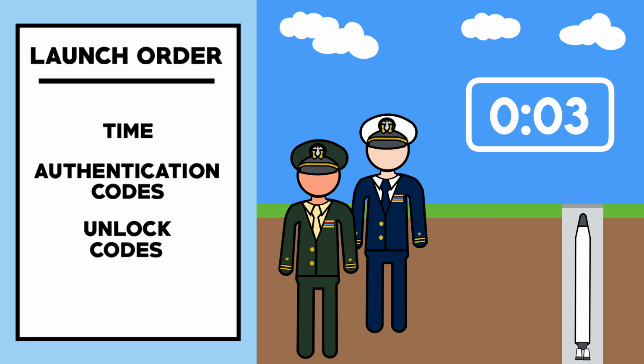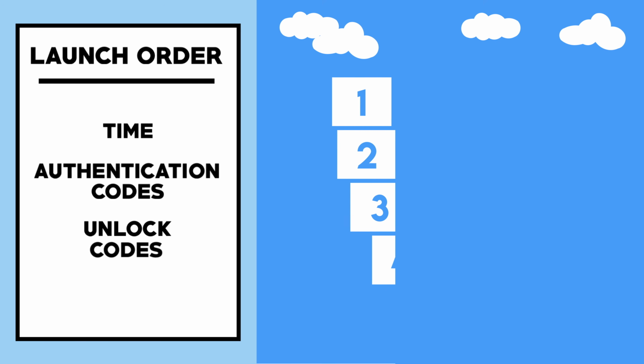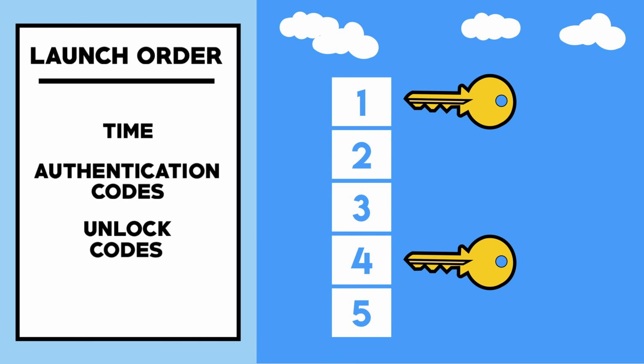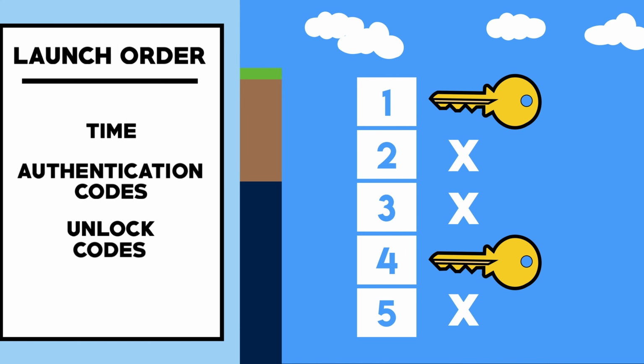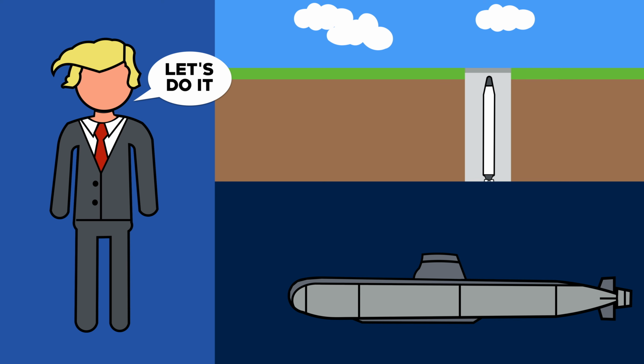At the launch time dictated in the launch order, the crews then turn their keys to vote to launch the missiles. Only 2 of the 5 crews need to turn the keys for all missiles to launch. So even if 3 crews rebel the order and don't send their votes, the missiles will still launch. By this point, the missiles will have been launched regardless of whether it's sent to submarines or land bases.